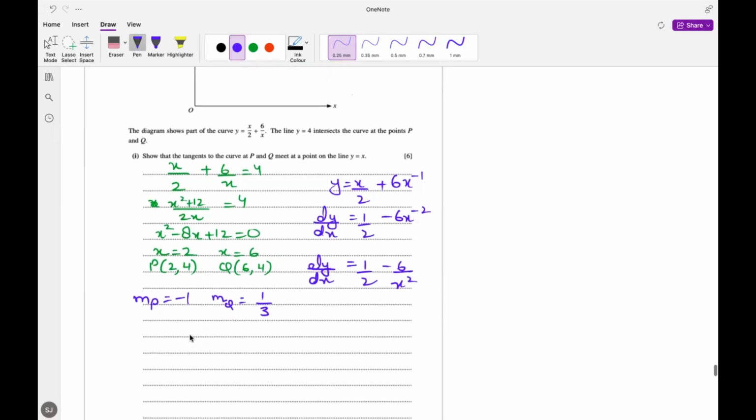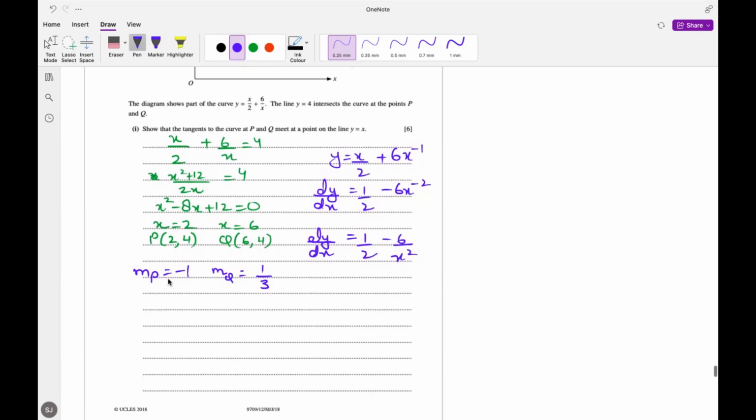We'll now find the equations for the tangents at point P and point Q. So we have the coordinates of P and the gradient at the point P. So this will become y minus 4 is equal to minus 1 into x minus 2.